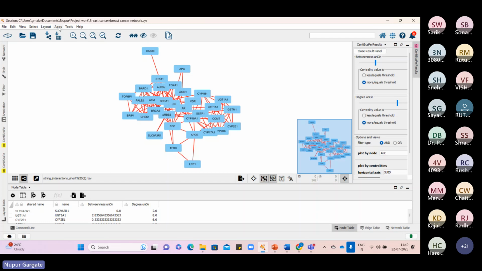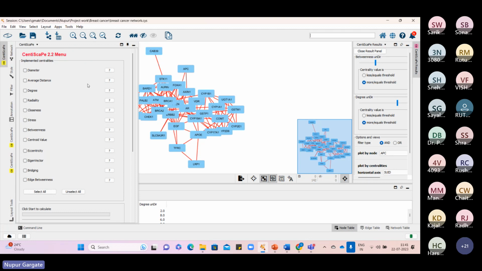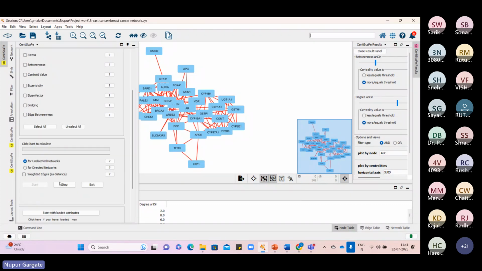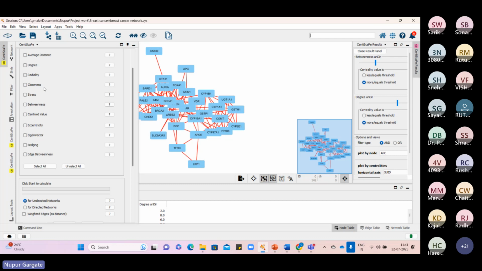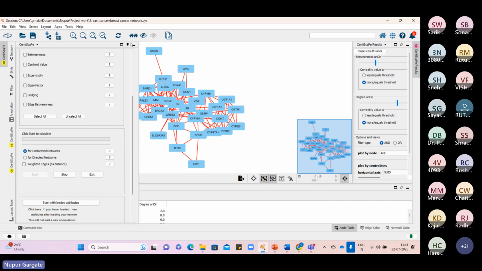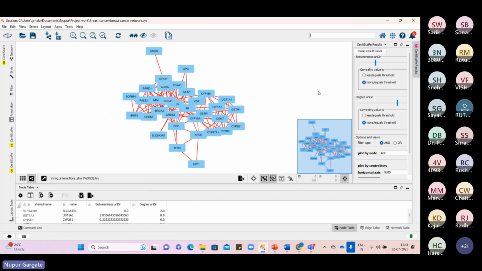As I said earlier, we had utilized two parameters, degree and betweenness. We click here on apps. There is CentiScaPe here, and there are several options present: diameter, degree, radiality. Out of those, I had selected degree and betweenness based on the literature search which I had performed. I clicked on undirected network, and I said start. To save time, I've already done this step, but all you have to do is click on degree and betweenness, and click on start, and within 2 or 3 minutes, it will show the results. So this is what the results look like here.